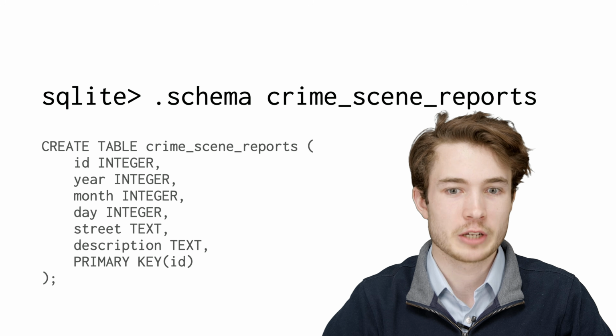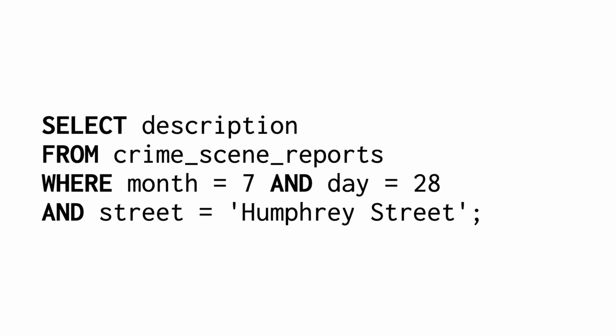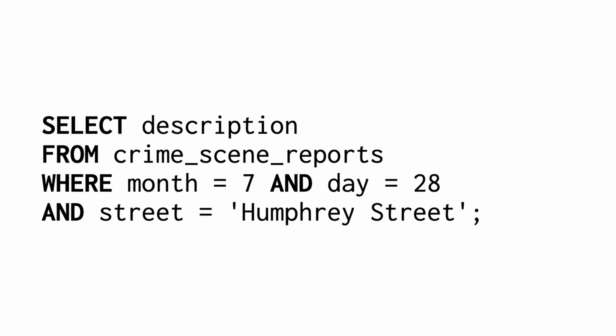Now, to narrow this down, I could write a query a bit like this. I might say, select description, where description is the column I'm interested in, from crime_scene_reports, that table I'm querying. But I don't want all descriptions. I only want some, those that were on a particular day and a particular street. So I could narrow it down. I could say where month is 7 for July, and day is 28. And of course, the street is Humphrey Street. Now, doing this query, I might know more about the crime and get a lead I could use to figure out who actually did it.